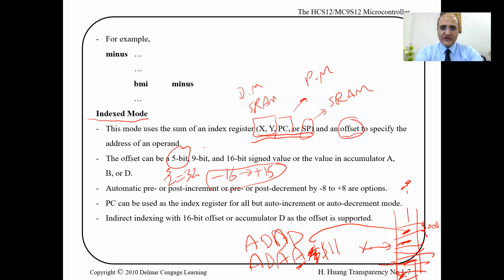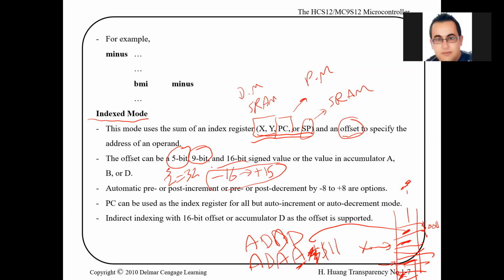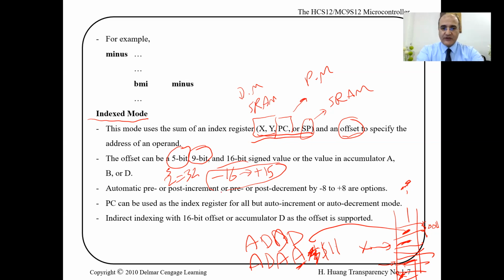Okay, the offset can also be a 9-bit number. A 9-bit number is like a signed 8-bit, right? So from minus 256 to plus 255, or a 16-bit number, 2 to the 16, 64k, from minus 32k to plus 32k. Okay. These modes can be used with something called pre or post decrement or increment. We're going to look at all these things.